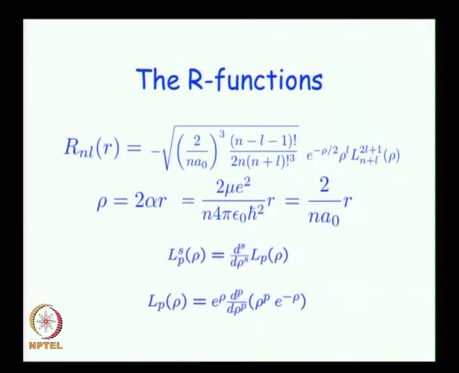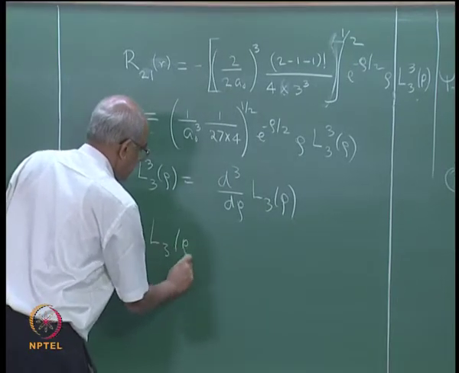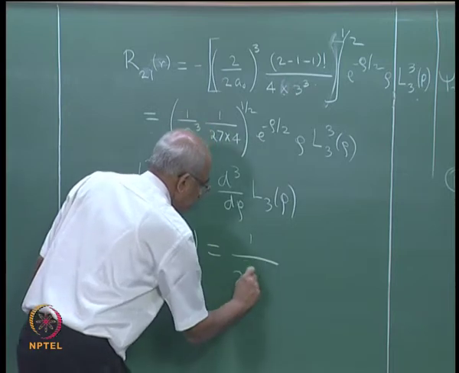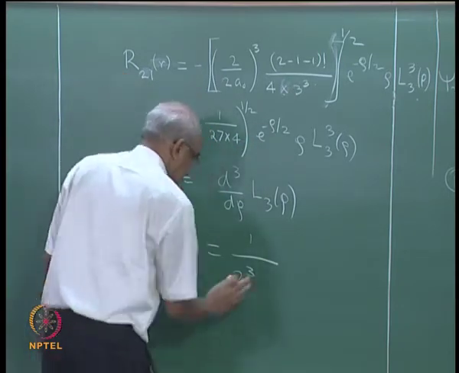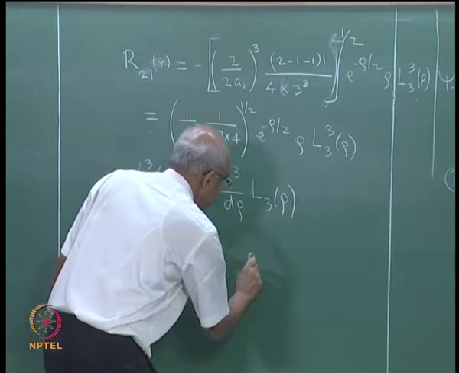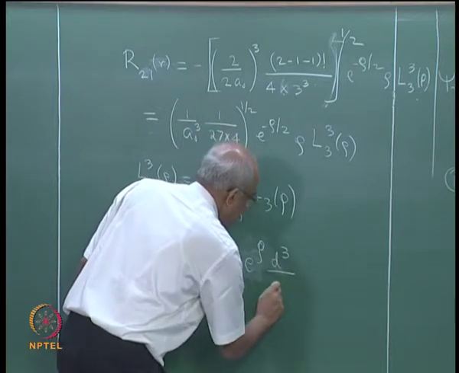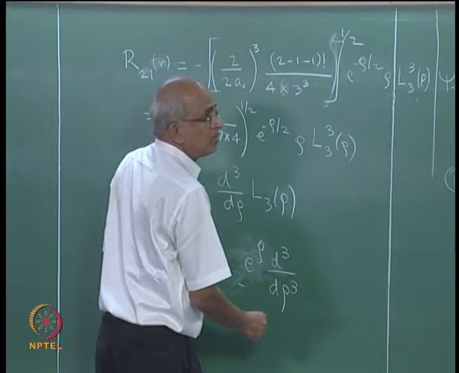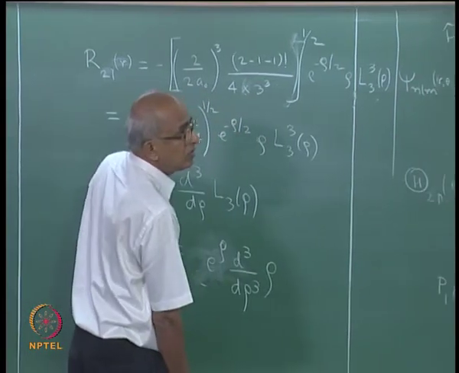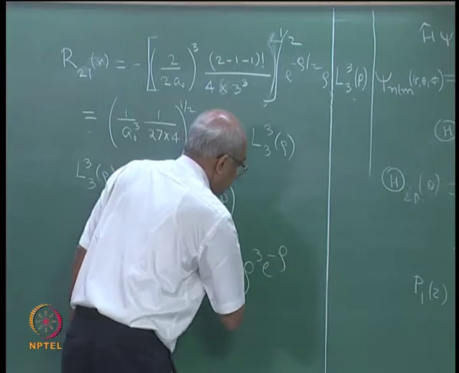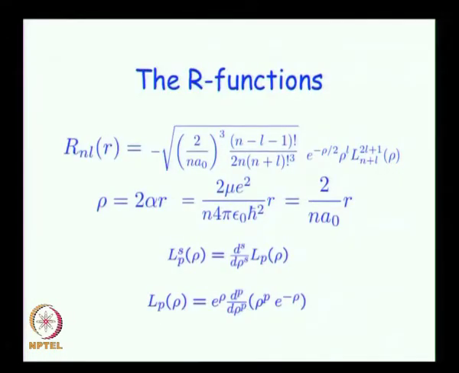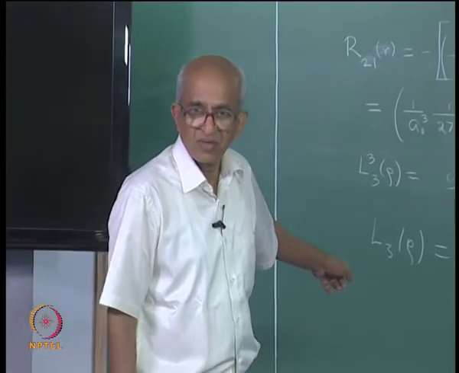And what is L 3 rho? L 3 rho is 1 by 2 to the power of 3. I am using the, oh no, that is not correct. It is equal to e to the power of rho d cube by d rho cube rho cube e to the power of minus rho. Okay, I realize that this is a little bit difficult for me to perform. I can do it, but it will take time, right.